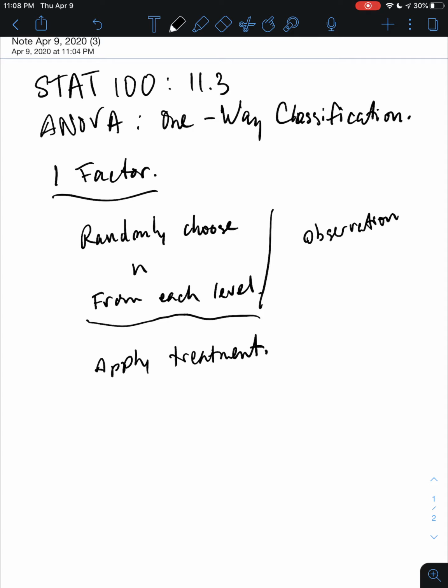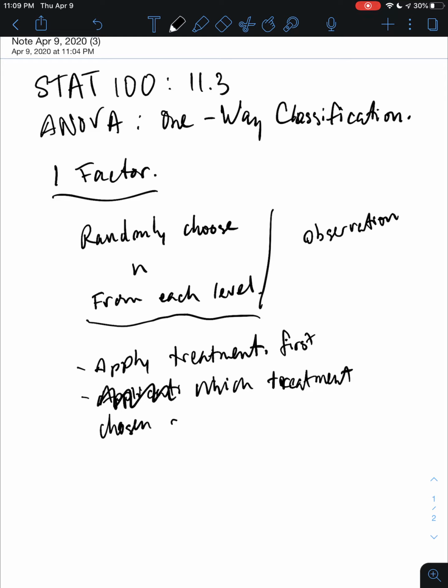But for applying a treatment, we apply the treatment first. And that application has to be random. I should say which treatment is chosen should be random.